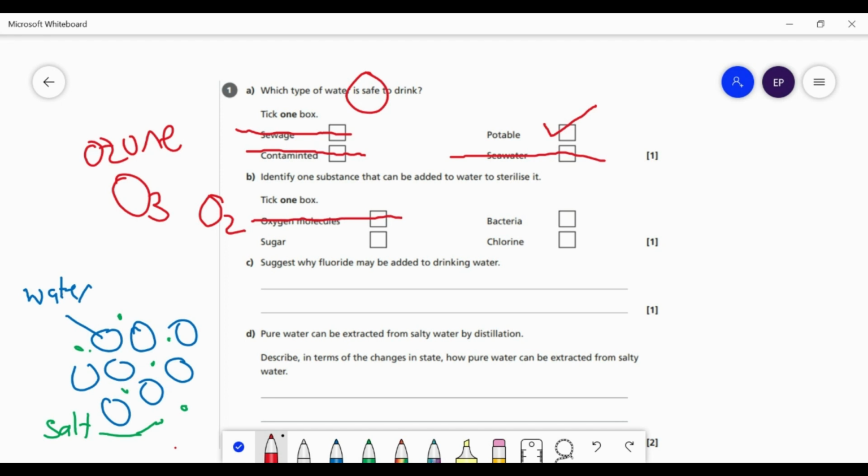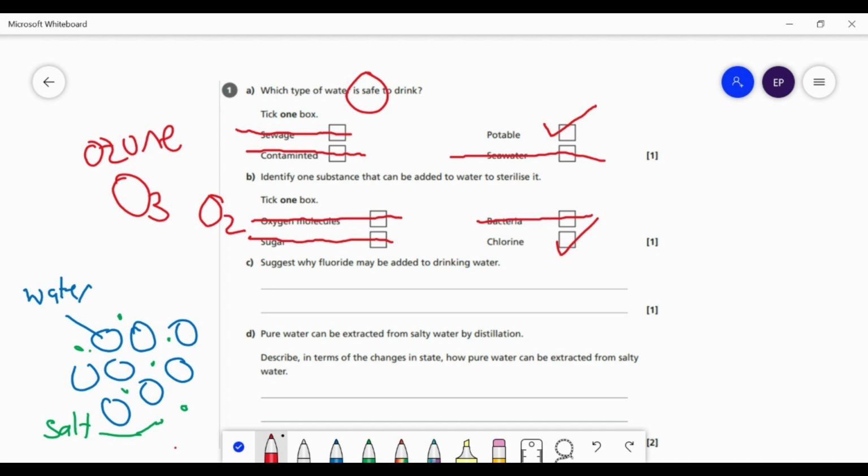Sugar wouldn't sterilize the water. It'd make it taste sweeter, but it wouldn't sterilize it, so that can be removed. Adding bacteria to it wouldn't sterilize it. In fact, we're sterilizing the water to get rid of the bacteria that could cause diseases. So it can't be bacteria. And the final answer, chlorine, looks like a good one. So chlorine in low concentrations would be added to the water to kill the bacteria so that they were only present in very low quantities so that the water was safe to drink. So our answer is chlorine.